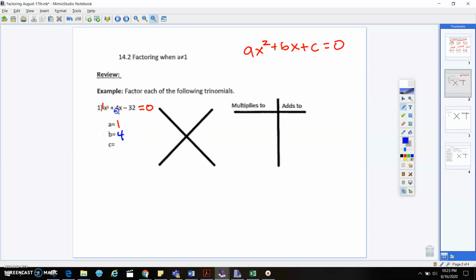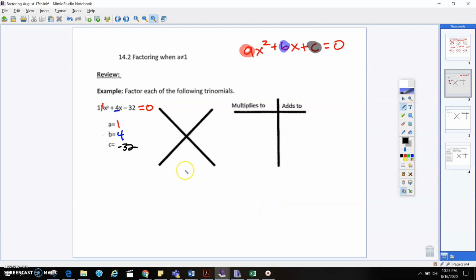Okay? This B term is going to be that 4. Okay, it's that term that's right in front of the x raised to the first power. Okay? And the C term is going to be this negative 32. Okay? So just a reminder, your A term, your B term, and your C term. And sometimes it helps me to like just do the color coordinating, but that's up to you.